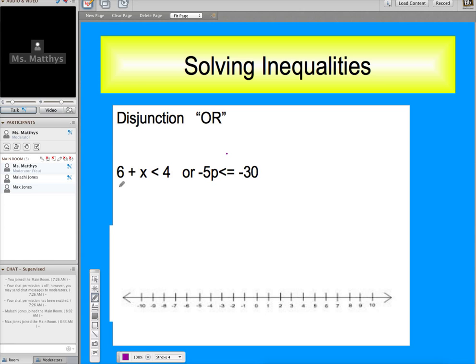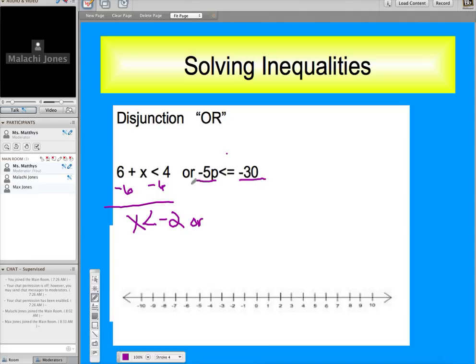I would subtract 6 on both sides. So now x is less than? X is less than negative 2. Or, now we have negative 5p is less than or equal to negative 30. What am I going to divide by on both sides?